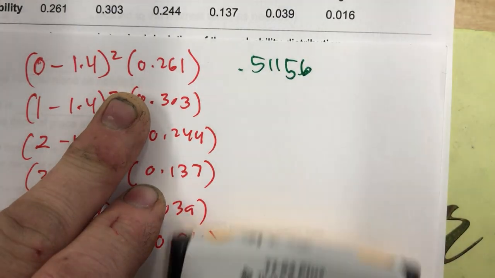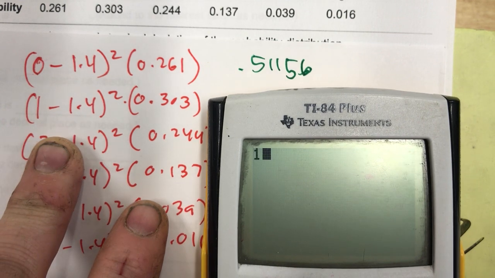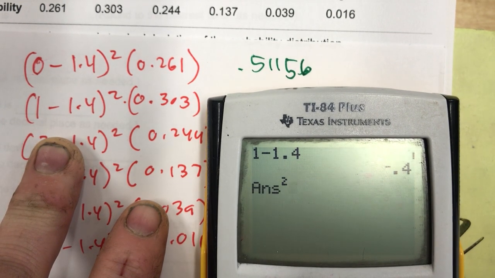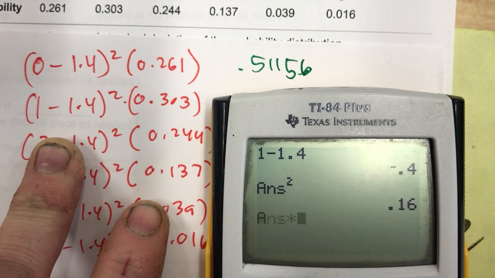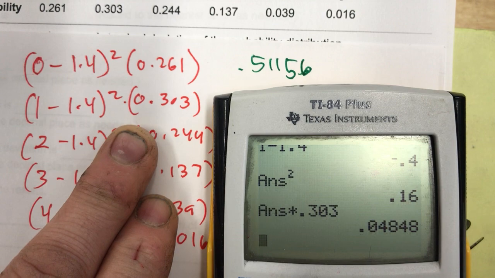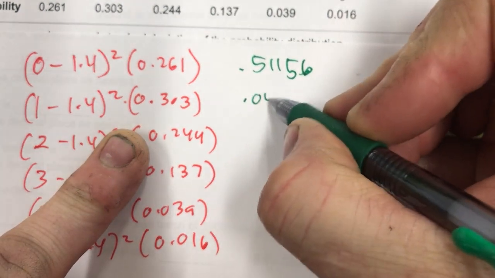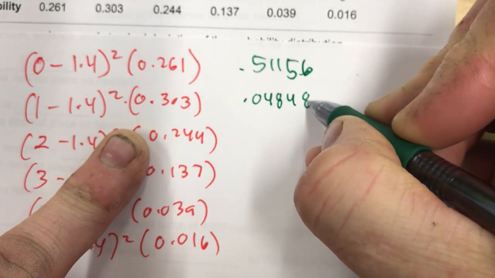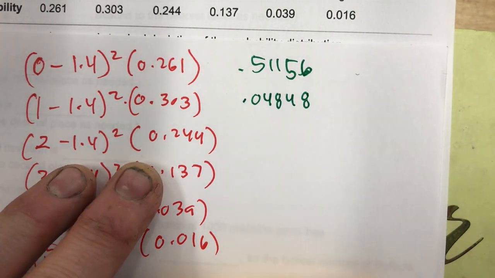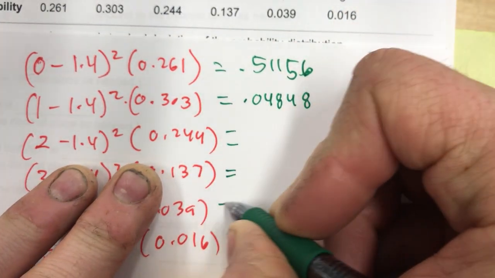Okay, now I'm going to do 1 minus 1.4, enter, square it, enter, and then times it by 0.303, and I got 0.04848. These are equals right here, I guess. I should put them on there.